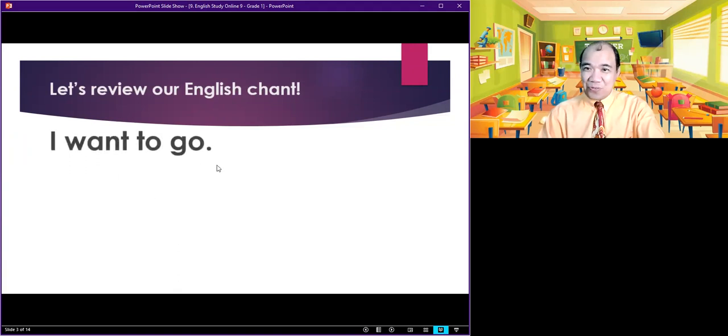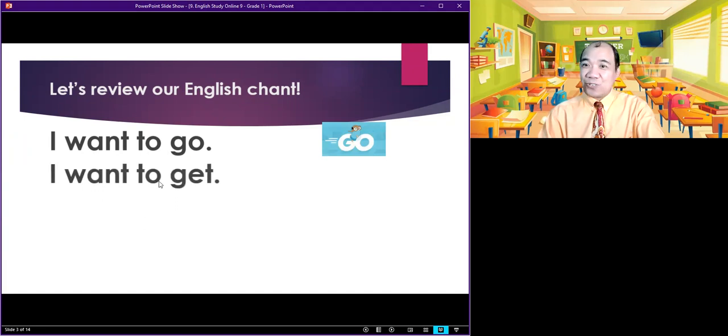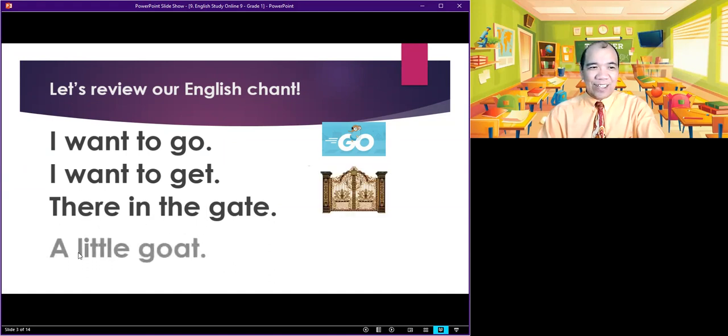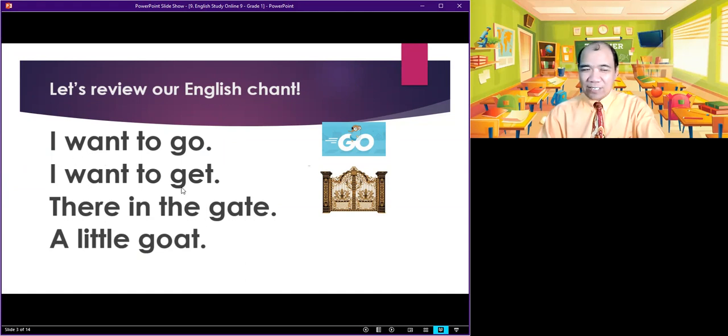I want to go. I want to go. I want to get. I want to get. There in the gate. There in the gate. A little goat. A little goat. Again, I want to go. I want to get. There in the gate. A little goat.